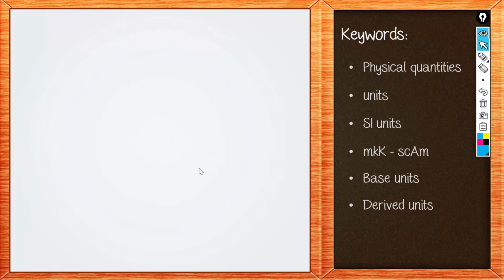So that ends our lesson, so please take note of these keywords. Physical quantities are the ones that we measure. In the measurements, we use the units. The widely used set of units is the SI unit. And in SI unit, we have the base units and the derived units. And for the base units, we have the mnemonic MKK SCAM.